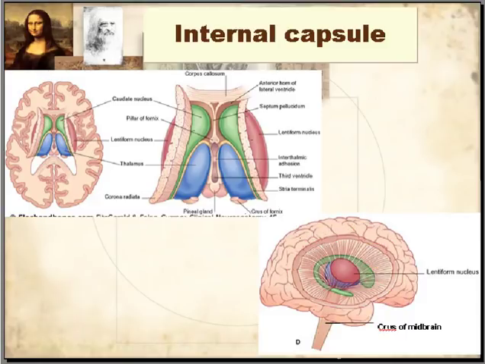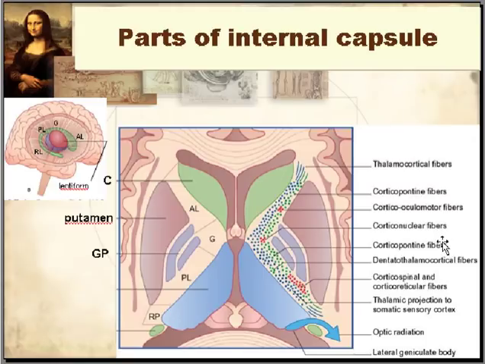Now let's look at the parts of the internal capsule. As this internal capsule passes between these three nuclear masses, it has a V-shaped passage. And so we have a part which is present between the lentiform nucleus and the caudate nucleus. So this area here is known as the anterior limb of the internal capsule.